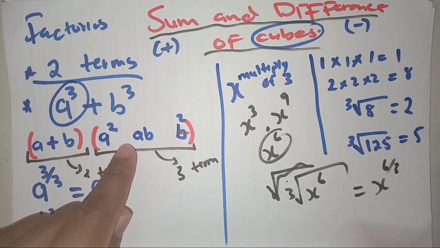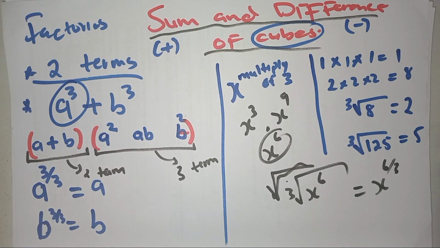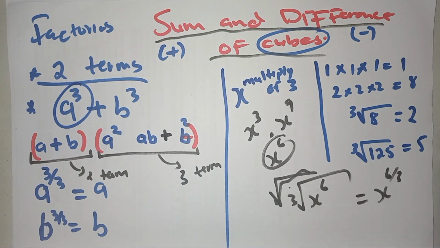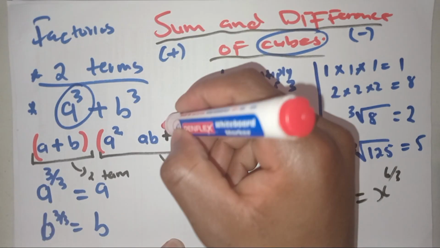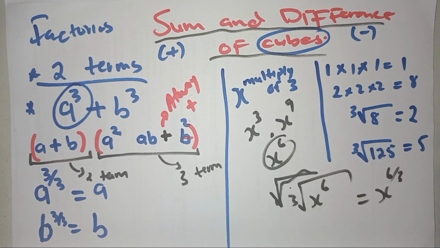And then from there, we have to know which signs are going to be here. Is it plus or minus? Guys, here we always have positive. The sign here is always, always, always positive. The sign for this one is always positive.